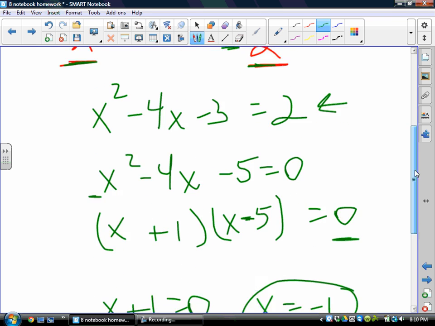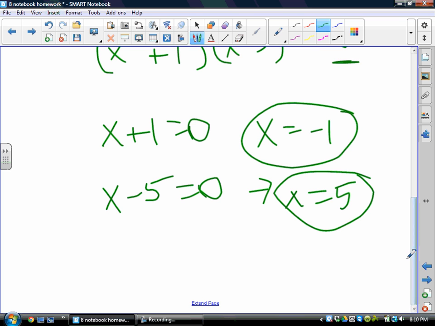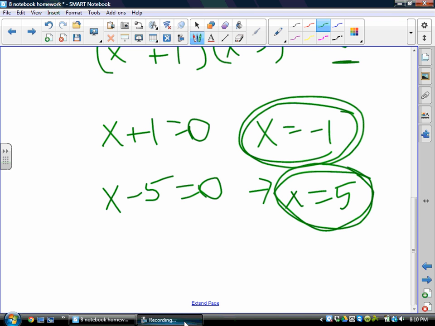So either way, if you change it to the same base, or if you use logarithms, you get 2 answers. x equals negative 1, x equals 5. You always want to double check that they work, so plug that back in, and I do get both answers are correct.